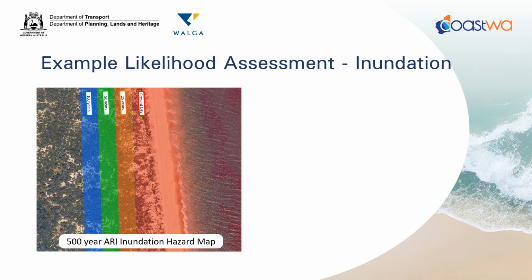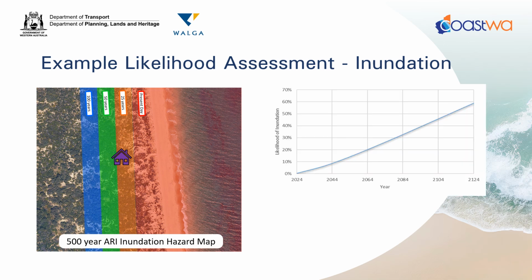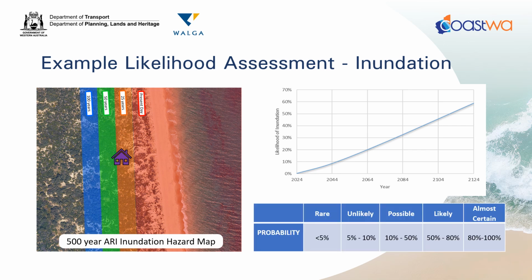So if we go to an example for our assessment of inundation, and we put a house somewhere on here, and let's presume that house was at an elevation of 4 meters AHD, or whatever it is that we want to use, then when we look at our scale of likelihood, because we're at about 58% here, we're in the likely zone. Therefore the likelihood of this house being impacted over a 100-year planning horizon is in the likely category.